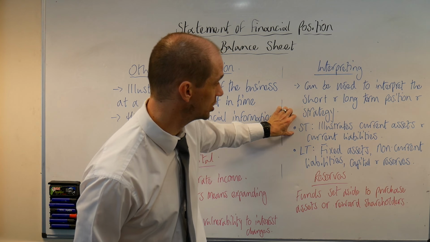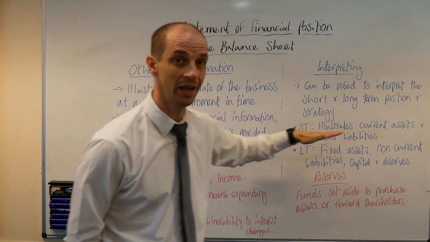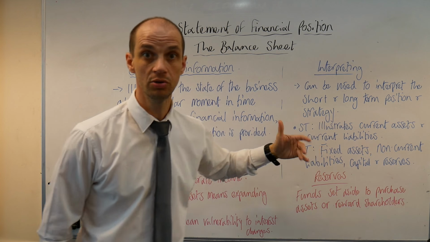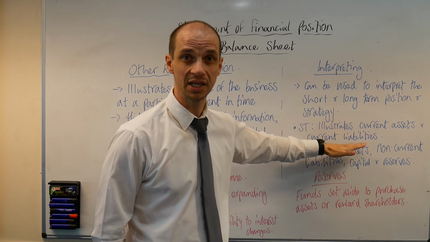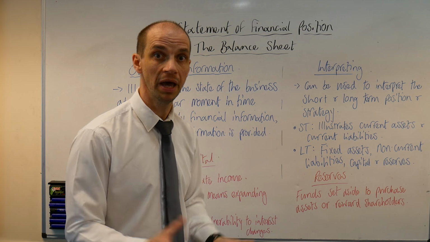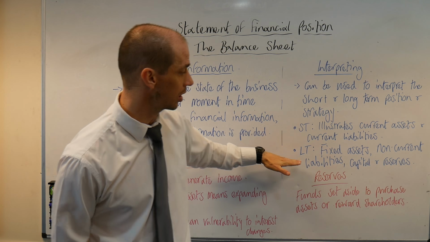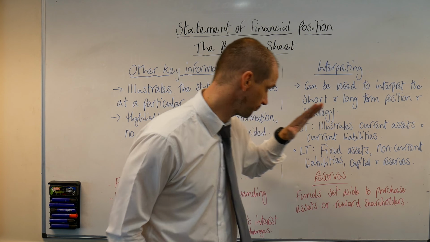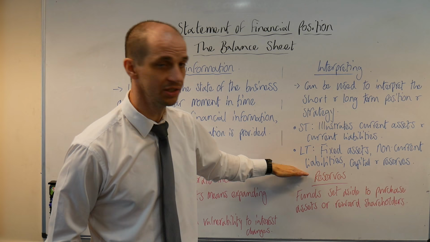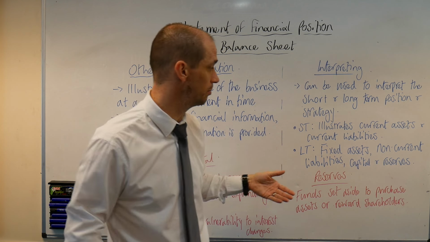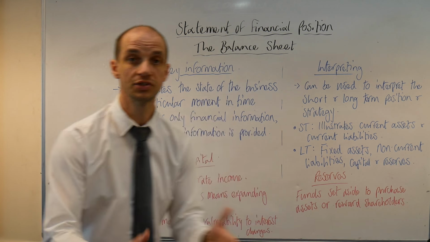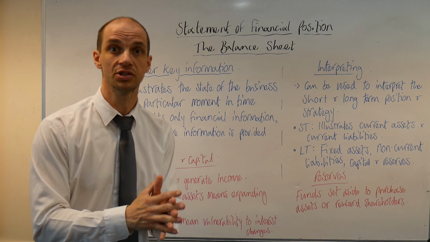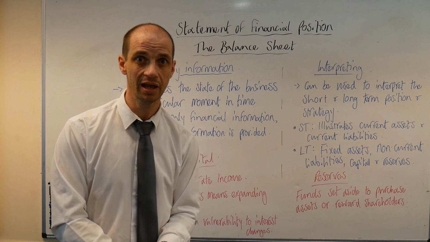Okay, in the short term, it illustrates the current assets and current liabilities. So these are assets which will be used within a year. These are liabilities or debts that need to be repaid within a year. Okay, meanwhile, it also highlights the long-term position, the fixed assets, the non-current liabilities. Okay, so that is the longer-term borrowing, the capital and reserves that have actually been put into investing in this business and really developing the size and scale of it.